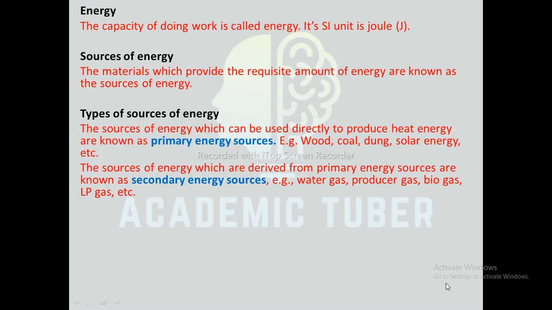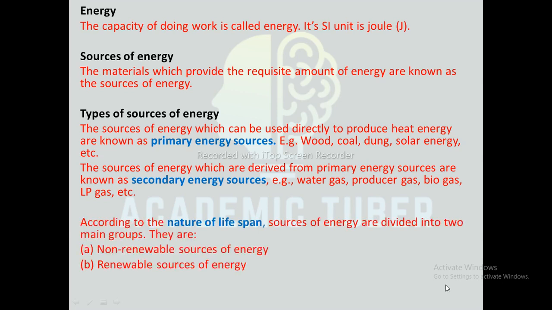The sources of energy which can be used directly to produce heat energy are known as primary energy sources. Examples of primary energy sources are wood, coal, dung, solar energy, etc. Whereas the sources of energy which are derived from primary energy sources are known as secondary energy sources. Example: water gas, producer gas, biogas, LP gas, etc.